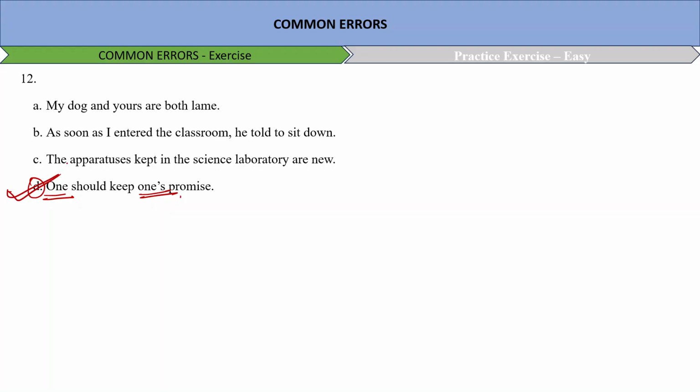Now, talking about the rest 3 sentences, let me correct those sentences for you. Your dog and mine are both lame. As soon as I entered the classroom, he told me to sit down. The apparatuses, not apparatuses, the apparatus kept in the science laboratory are new.